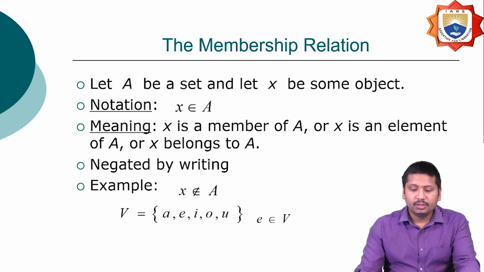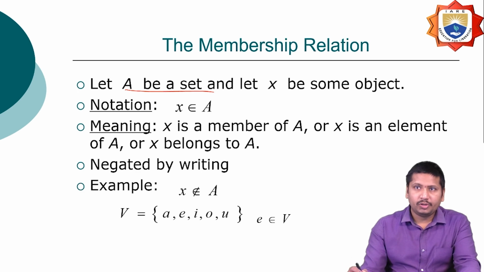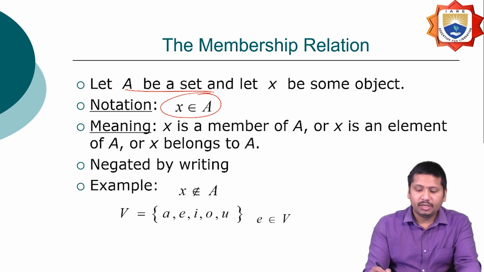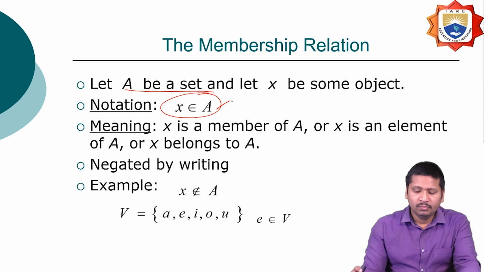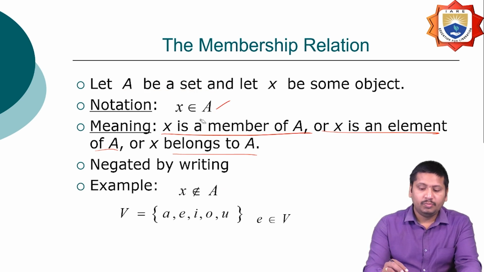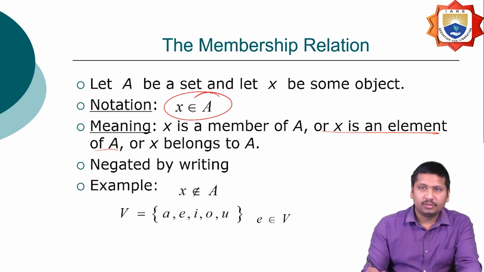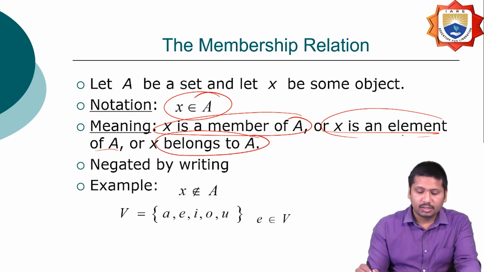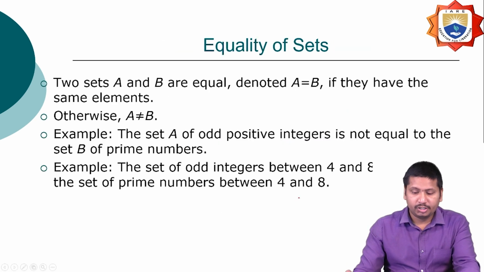So what is the membership relation? Let A be a set and x be some object. The membership relation is written as x belongs to A. It is pronounced as x belongs to A, or x is a member of A, or x is an element of A. It is negated by writing x does not belong to A otherwise. So this is the membership relation.